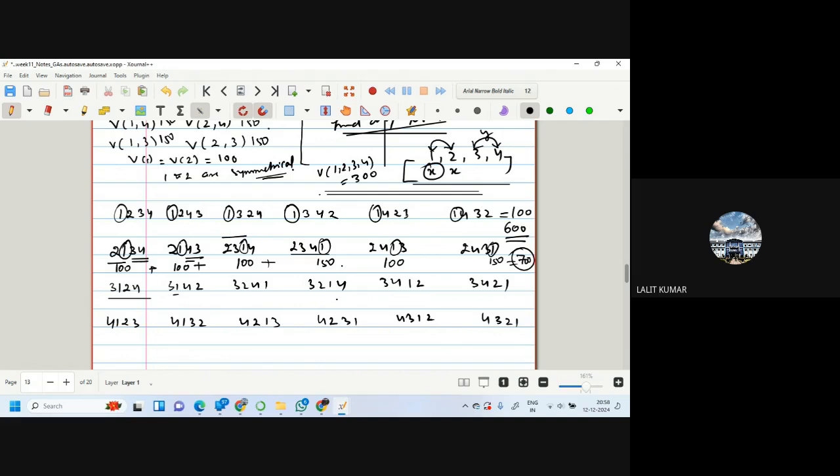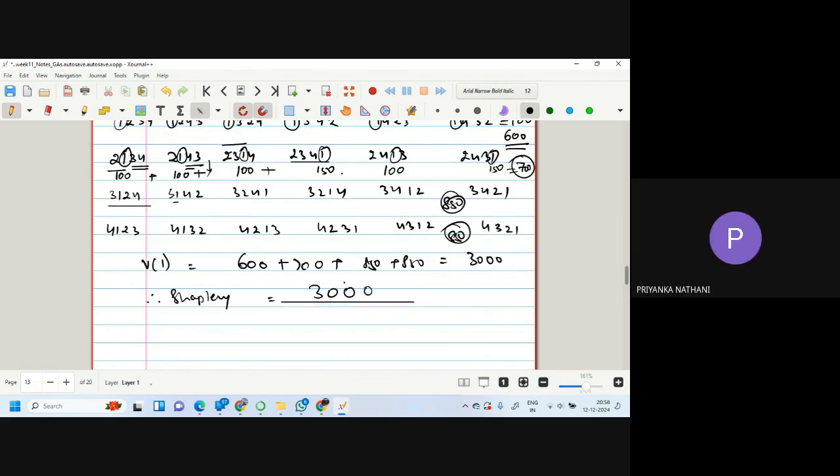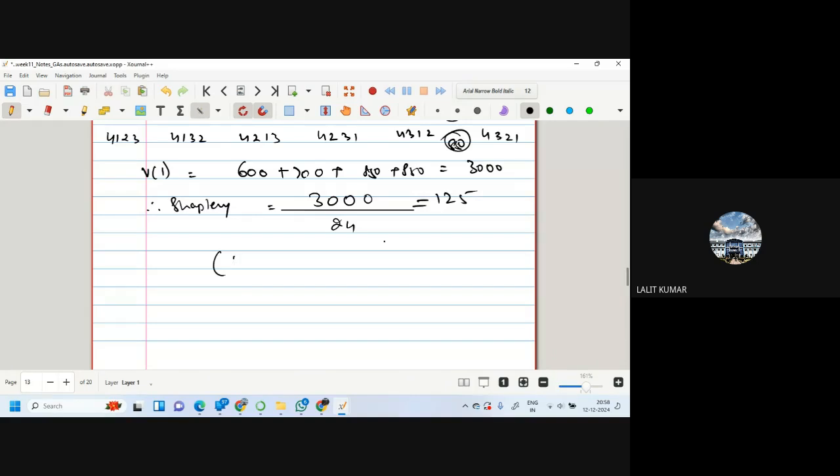So I don't have to do the entire calculation. I will find only about 1, as I have done here. So in this case, it will come 850. This will come 850. And here the value of 1 will become 600 plus 700 plus 850 plus 850, which becomes 3000. So therefore, the Shapley value of 1 will be 3000 divided by 24. So this becomes 125. So now I know that 1 is 125, so 2 is also 125. This is y, and the sum is 300. Therefore, 50, 25, 25.